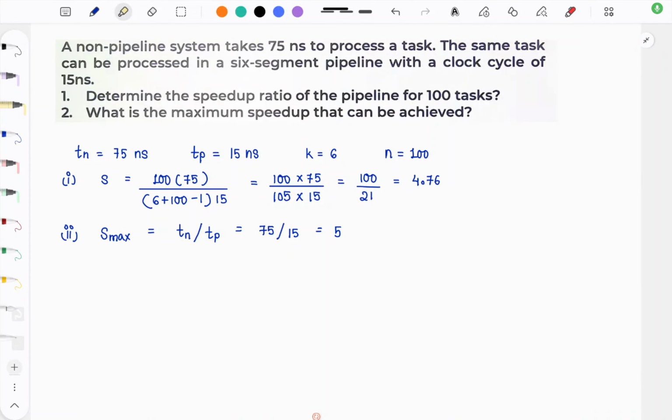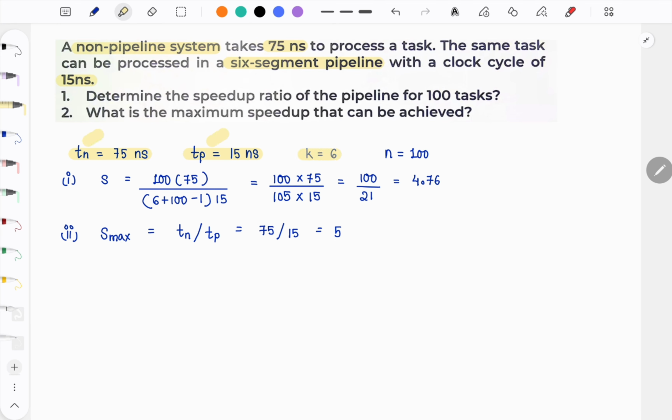So now we'll be solving a few questions based on the concept that we learned. We are given a non-pipeline system that is taking 75 nanoseconds to process a task. The same task can be processed in a 6-segment pipeline with a clock cycle of 15 nanoseconds. So the first thing which is given: Tn is 75 nanoseconds and Tp is 15 nanoseconds. This is for non-pipeline, this is for pipeline.